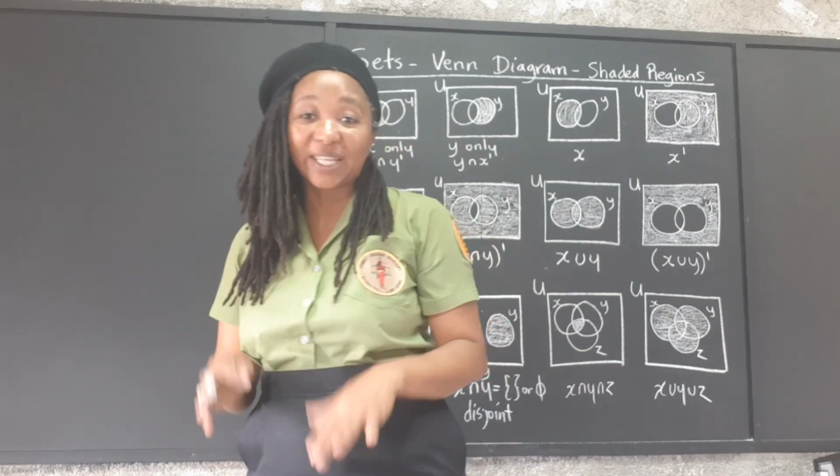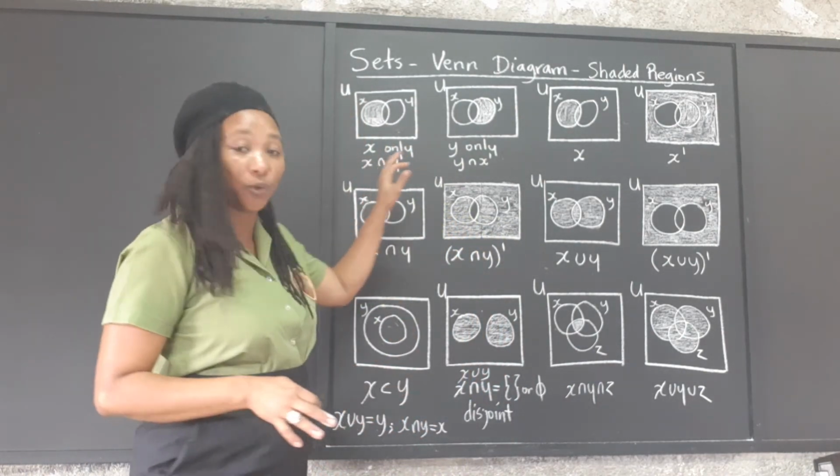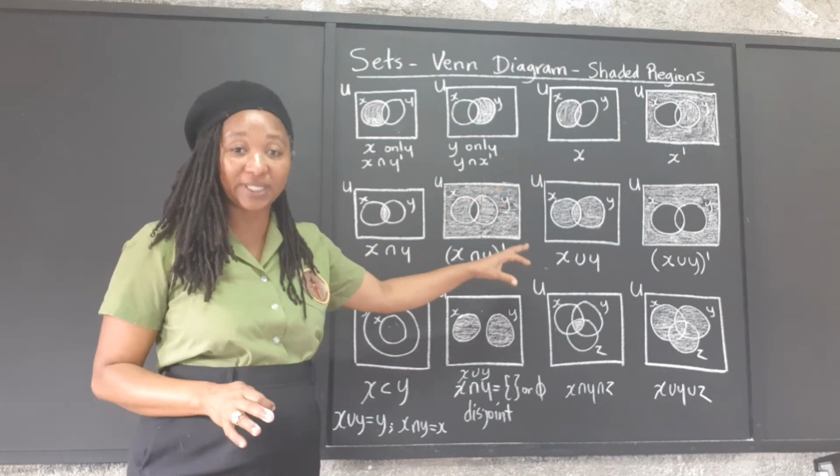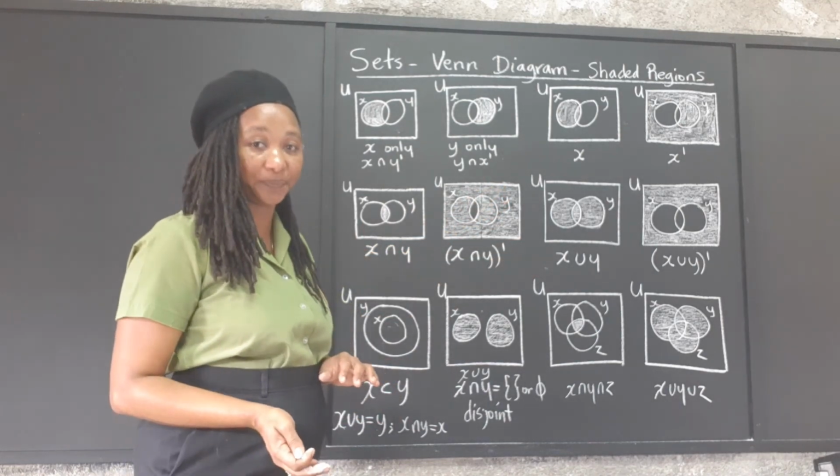Right? So that's how we do the shaded region for sets. Just look at the notation, the set notation, and shade the region that applies.